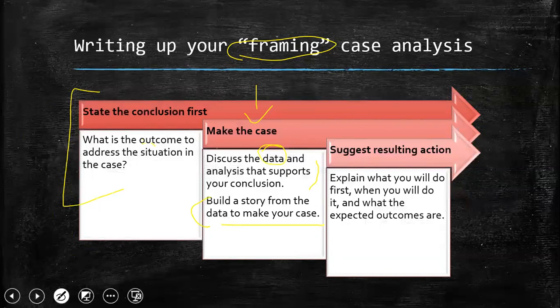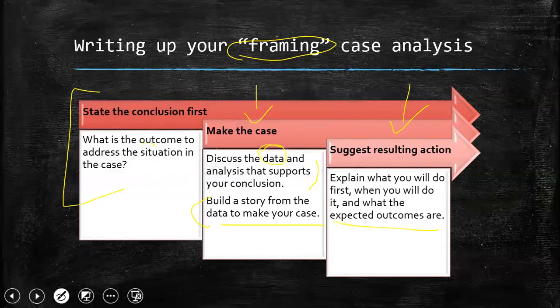But you do want to have sort of a narrative flow to it, where there's some context, where you have a plot, you have a protagonist, you are building up to some sort of conclusion or resolution. That is very much the story format that you want to be using. And then make sure that you suggest some sort of resulting action. What would you do first, and when would you do it in order to achieve some expected outcomes? That's going to be important when analyzing your case.